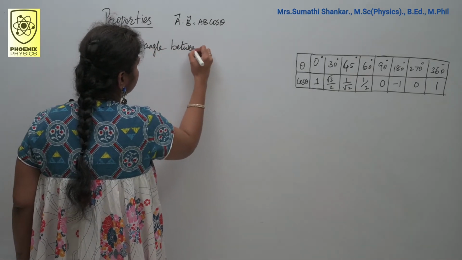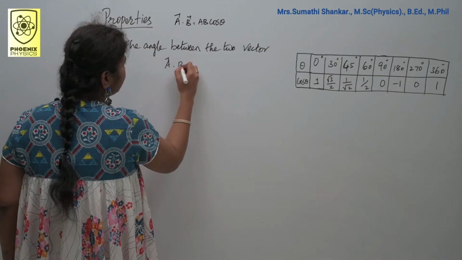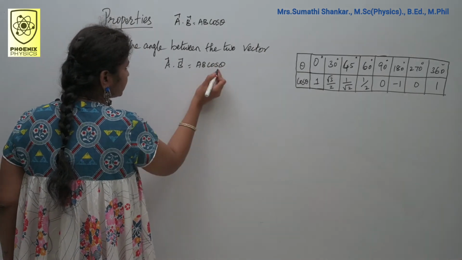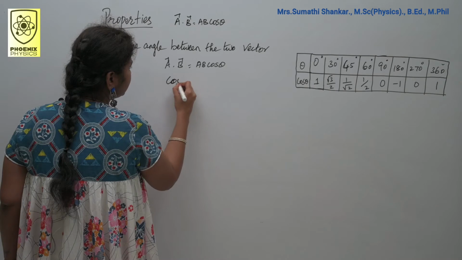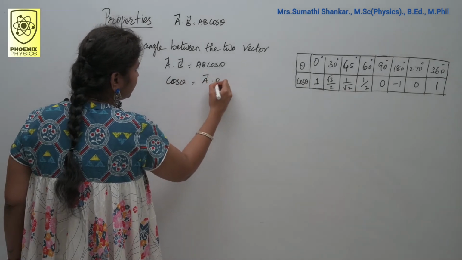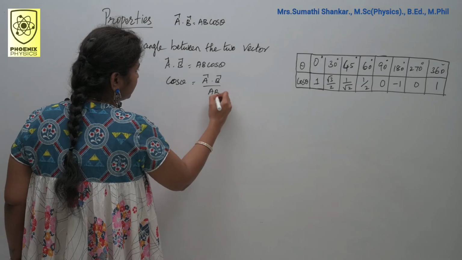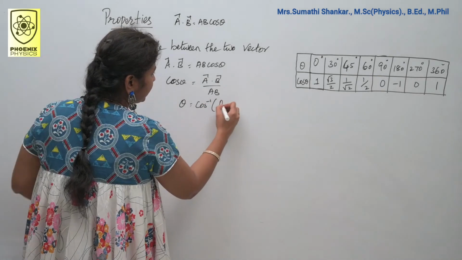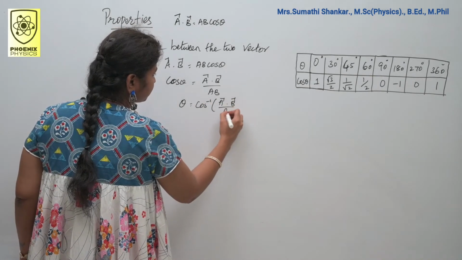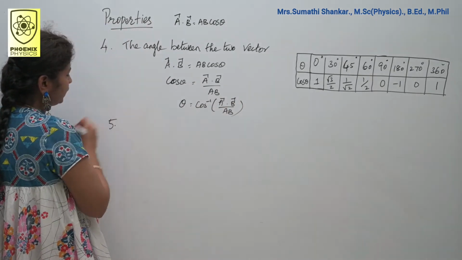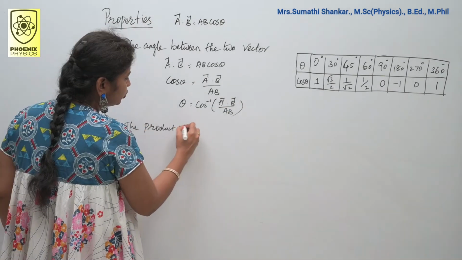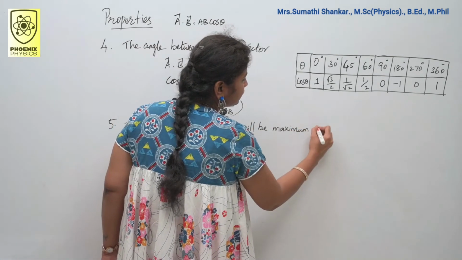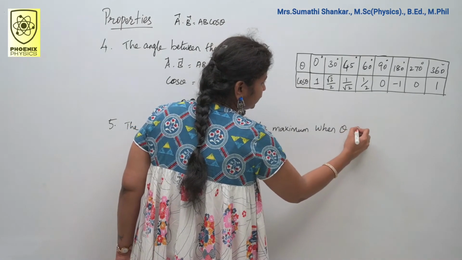Fourth property, the angle between the two vectors. You know that A dot B is equal to AB cos theta. If you want to find the angle, bring this term here. Cos theta is equal to A dot B by AB. So theta is cos inverse of A dot B by AB. That's all.